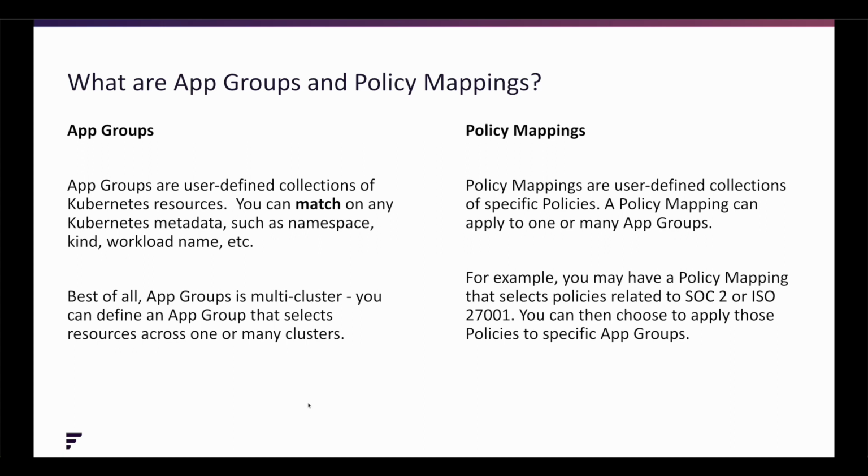First, app groups are really user-defined collections of Kubernetes resources. You can match on any Kubernetes metadata, such as namespace, cluster name, kind, etc. And this also stretches across multiple clusters. So you can set up an app group to select resources across multiple clusters or a single cluster. It's up to you. Policy mappings are similar in that they're user-defined collections of policies. So you may create a policy mapping around SOC 2 controls or reliability checks, and ultimately policy mappings and app groups are linked together. So let's go through an example.